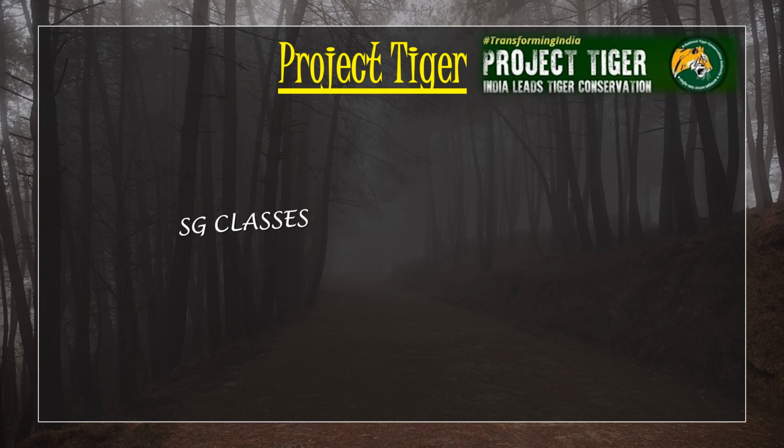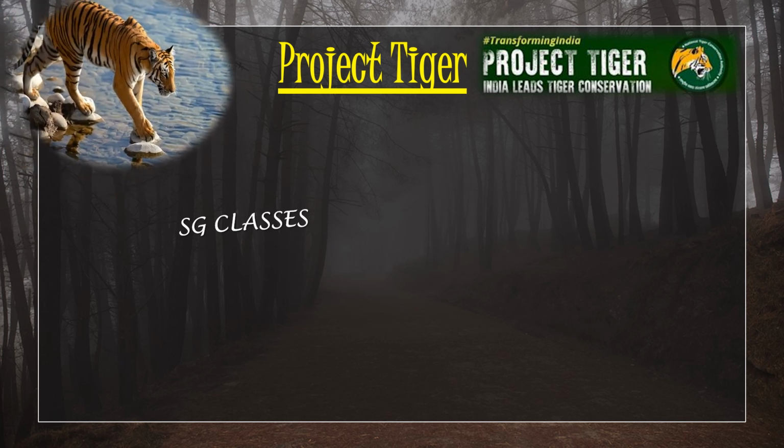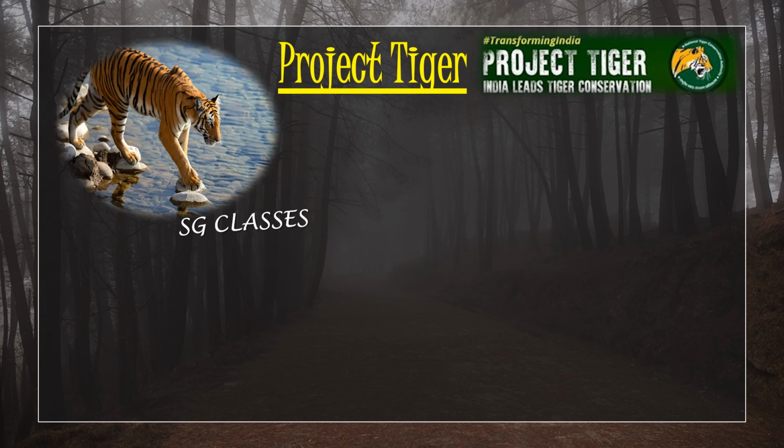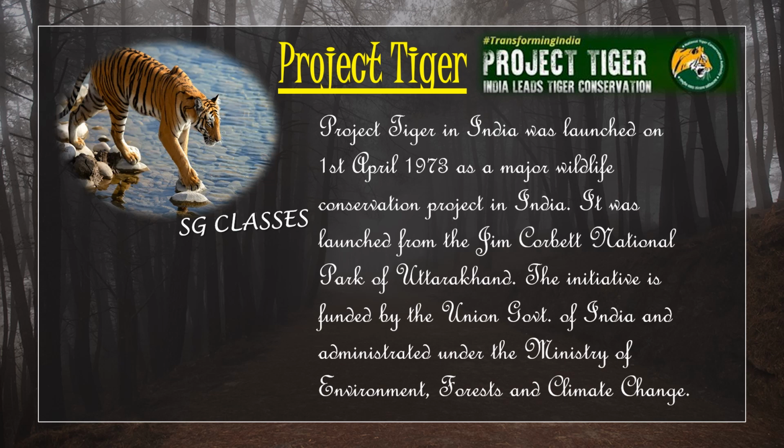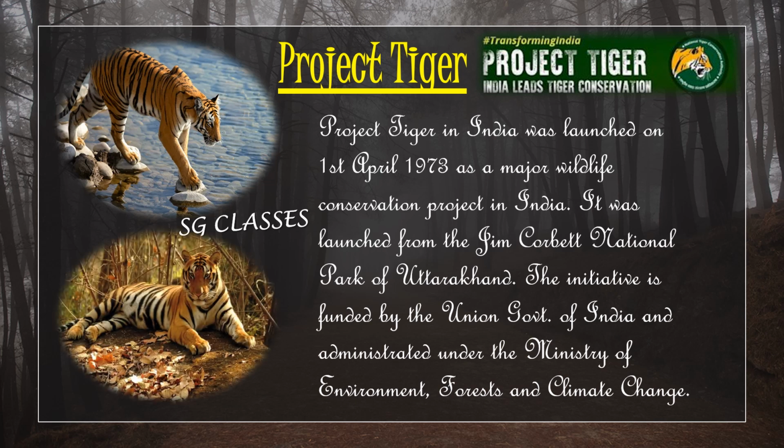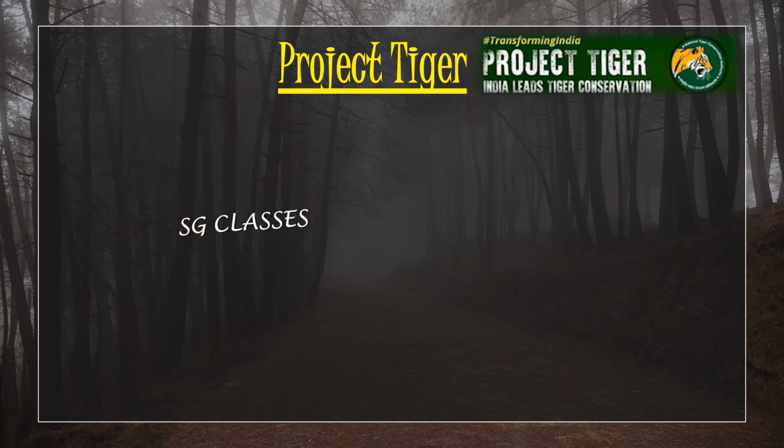Here we will discuss mainly Project Tiger. The tiger population in 1973 declined to 1,827 from an estimated 50,000, and hence forced the authorities to take serious action. Tigers face major threat and are on the verge of extinction because of shrinkage of their habitat due to growing human population, poaching, depletion of prey-based species, etc.